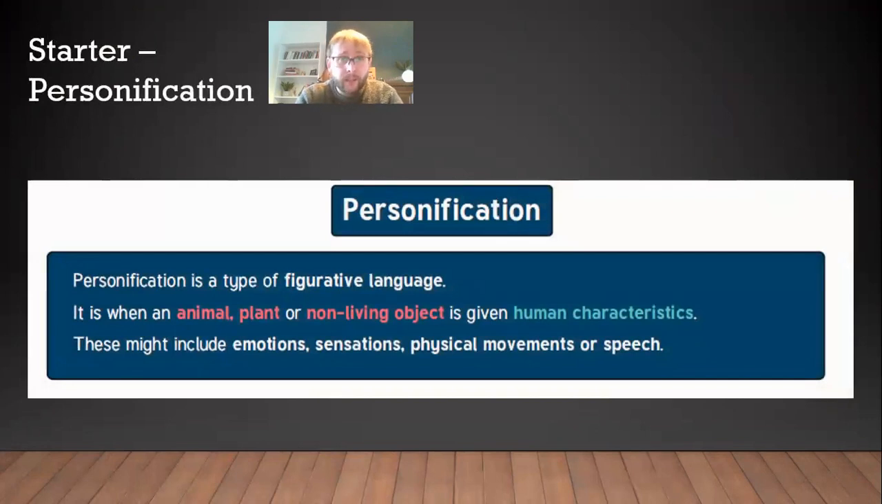Personification, then. The key to remembering what personification is, just remember the word person at the start of it. And it's simply when a type of animal, plant, any non-living object, really, is given the characteristics of a person, of a human. So these might include emotions, sensations, physical movements, speech. All of that is personification, making something seem as if it is a person, which is why it's easy to remember. We've got person at the beginning.